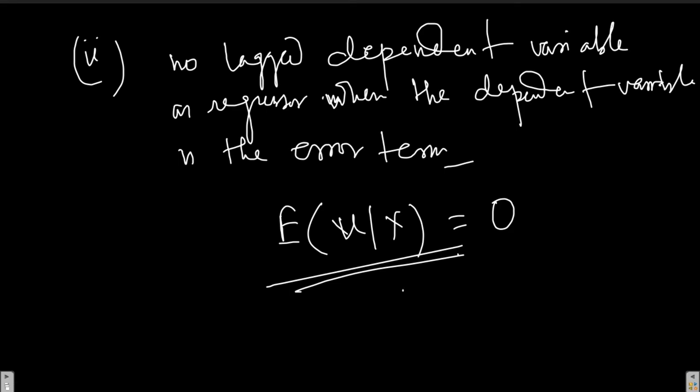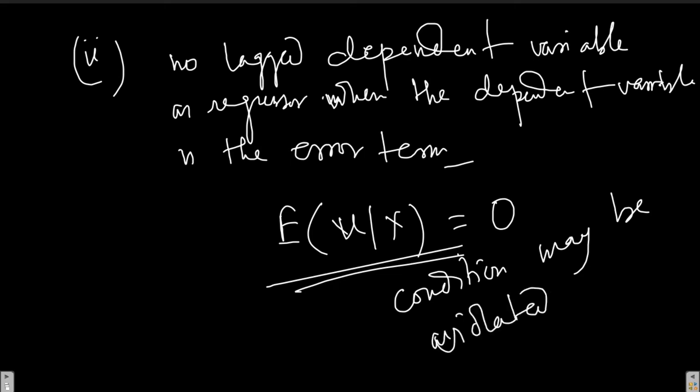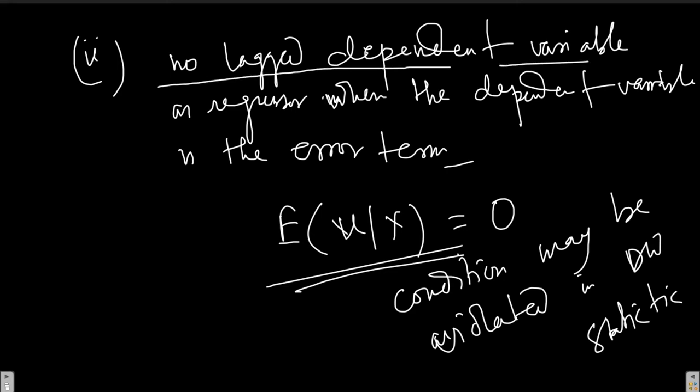This condition is one of the conditions for the Gauss-Markov assumptions. So we need to uphold this condition when we are doing the regression of the error term. The condition may be violated in the DW statistic, and that happens because we cannot introduce a lag dependent variable in the regression equation.